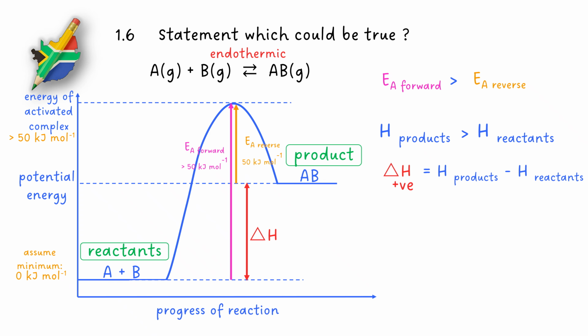We are left with answer A, which says that the enthalpy of the reaction is positive 70 kilojoules per mole. We can check this by finding the enthalpy of the reaction in another way. It can be found by taking the activation energy of the forward reaction minus the activation energy of the reverse reaction. We already know the value will be positive, and it could potentially be any value. So yes, it could be positive 70 kilojoules per mole. The answer must therefore be A.